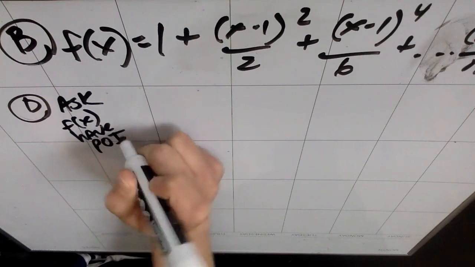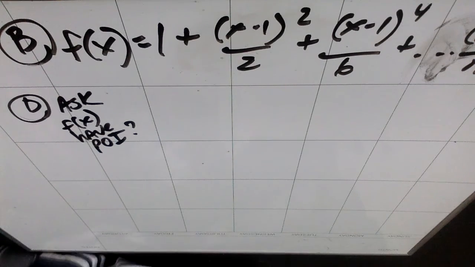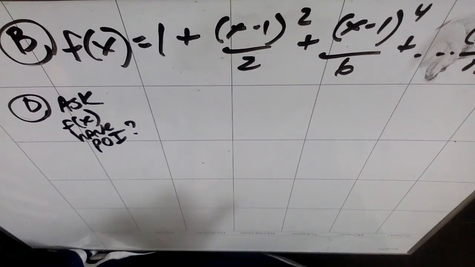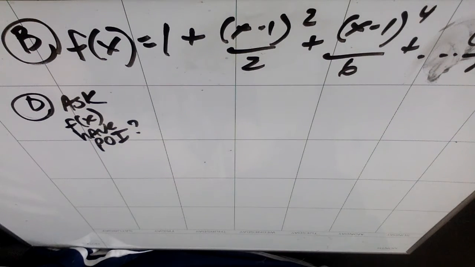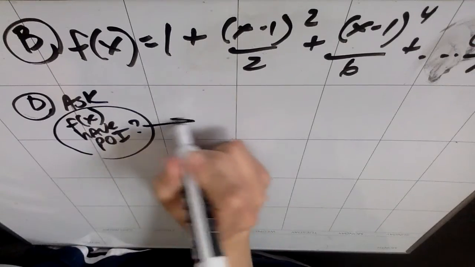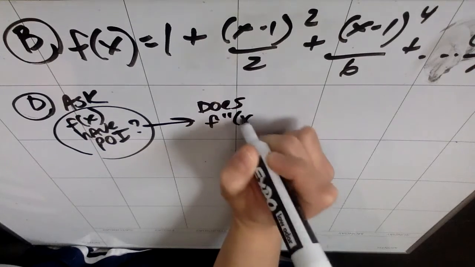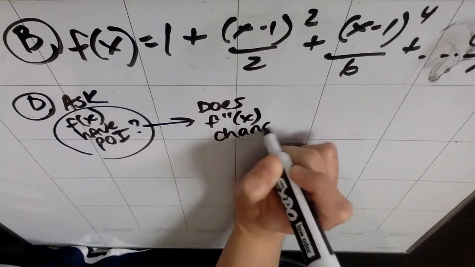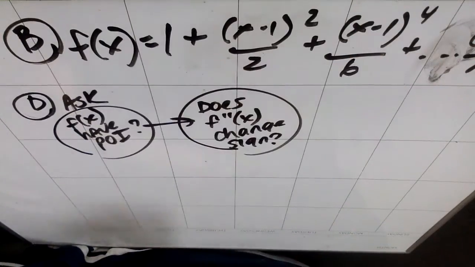They didn't ask you to find it. They just asked you to determine if it has any, whether the graph has any. That's all they ask. They don't want you to find it. So very often, what they're asking here is, does f double prime of x change sign? That's what they're asking, because that's what it means to be a point of inflection.